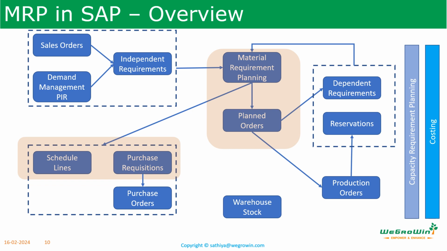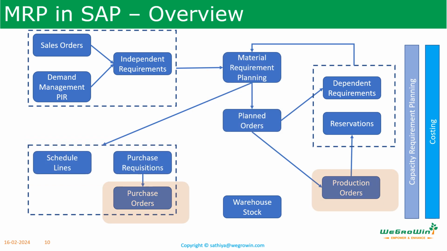Planned orders are generated for in-house production items. Purchase requisitions and schedule lines are created for items purchased from outside. And then the planned orders are converted into production orders. Purchase requisitions are converted into purchase orders.